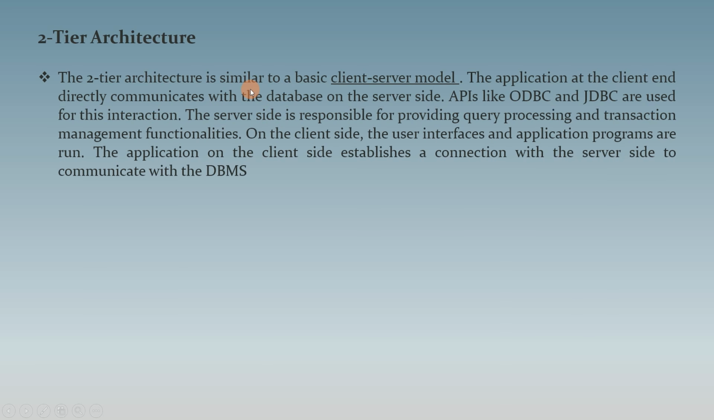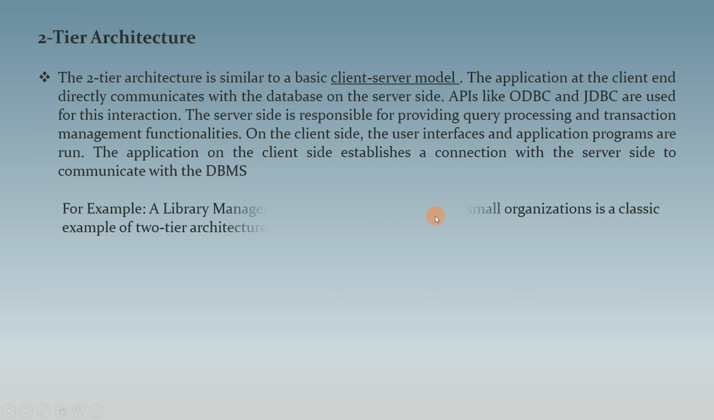And now 2-tier architecture. 2-tier architecture is similar to a basic client server model. The application at the client end directly communicates with the database on the server side. APIs like ODBC and JDBC are used for this interaction. The server side is responsible for providing query processing and transaction management functionalities. On the client side, the user interfaces and application programs are run. The application on the client side establishes a connection with the server side to communicate with DBMS.